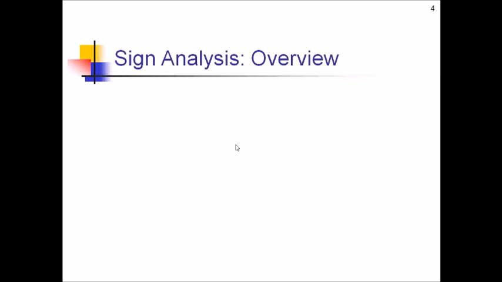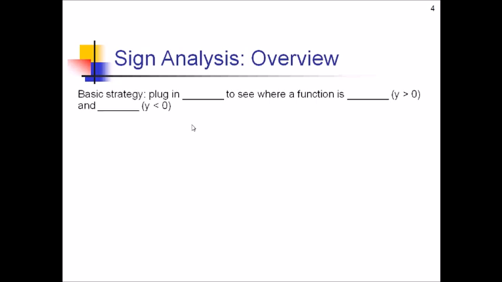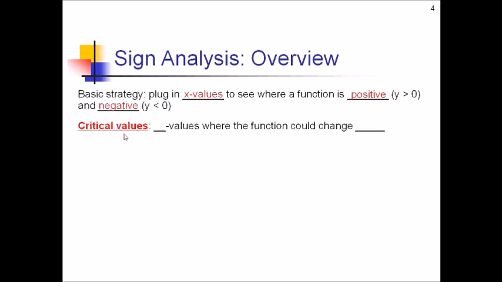Before we go any further, I want to introduce a method we'll be using for this whole lesson called sign analysis. The basic strategy here is we're going to plug in x values to see where the function is either positive, y bigger than 0, or negative, y less than 0. Now, we're not just going to keep plugging in a bazillion x values. We're going to be very systematic about this. We're going to test around certain points called critical values.